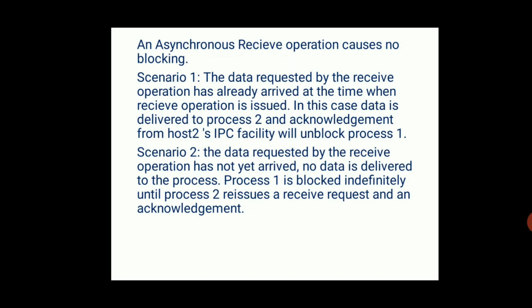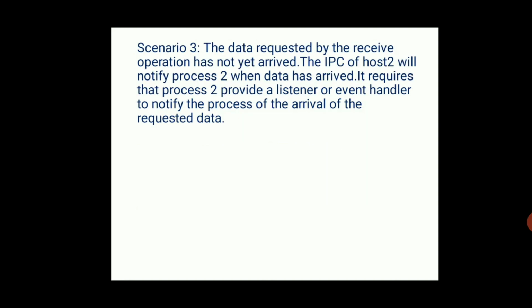In scenario 2, the data requested by the receive operation has not yet arrived. No data is delivered to the process. Process 1 is blocked indefinitely until process 2 reissues a receive request and an acknowledgement. In scenario 3, the data requested has not yet arrived. The IPC of host 2 will notify process 2 when data has arrived. It requires that process 2 provide a listener or event handler to notify the process of the arrival of the requested data.